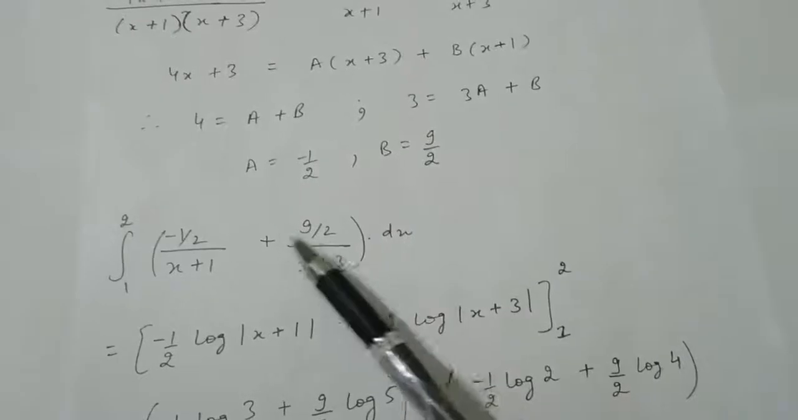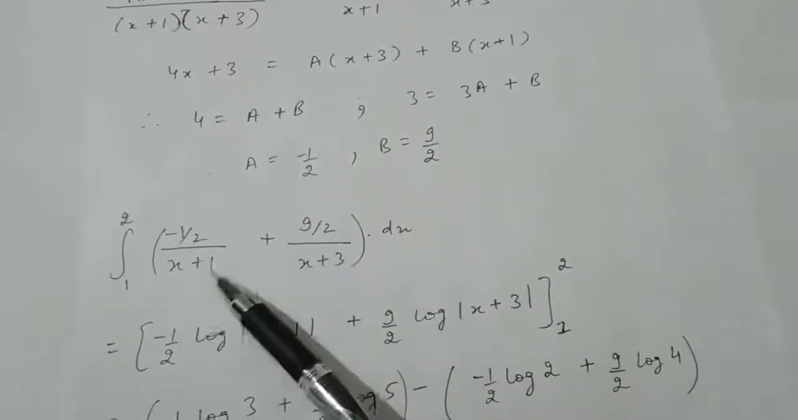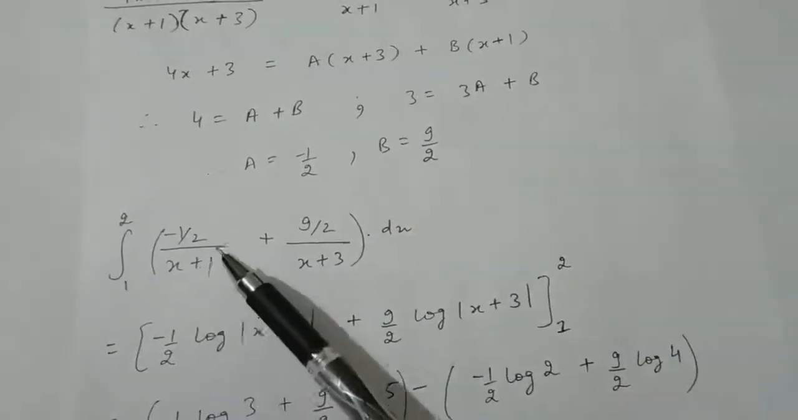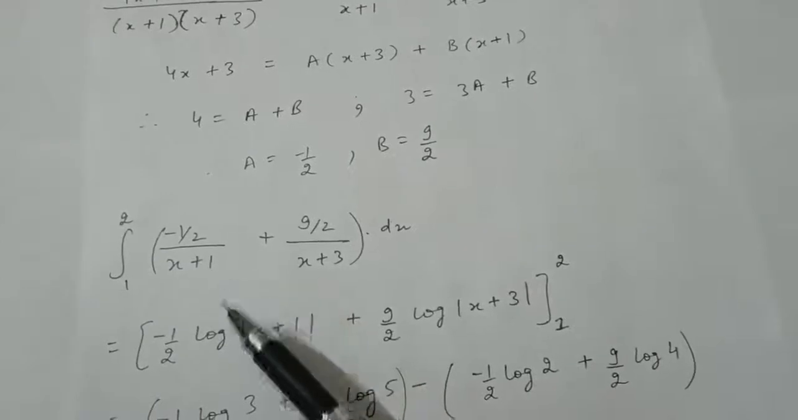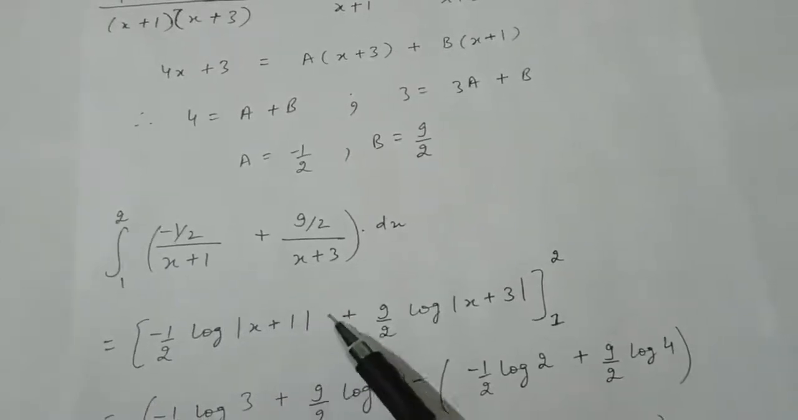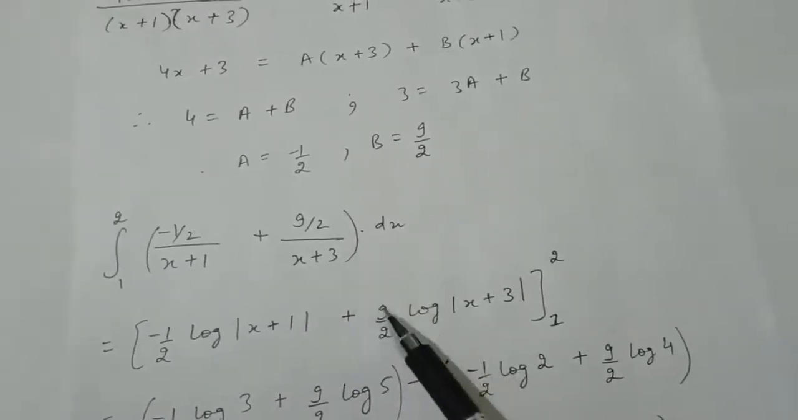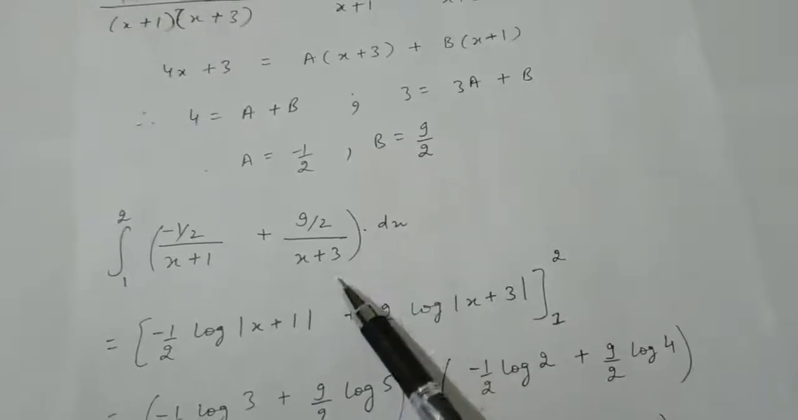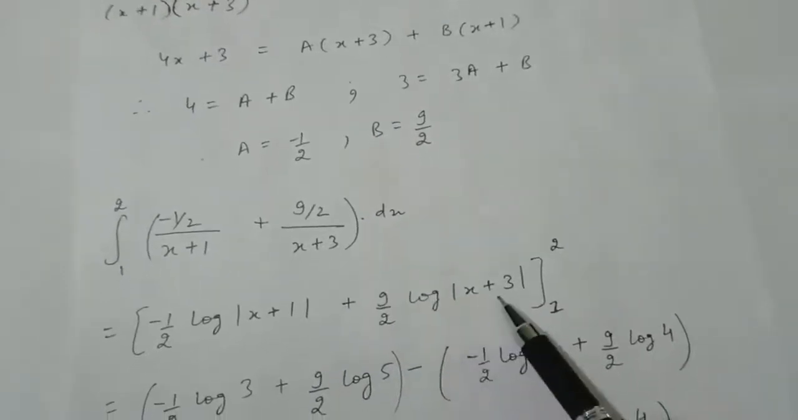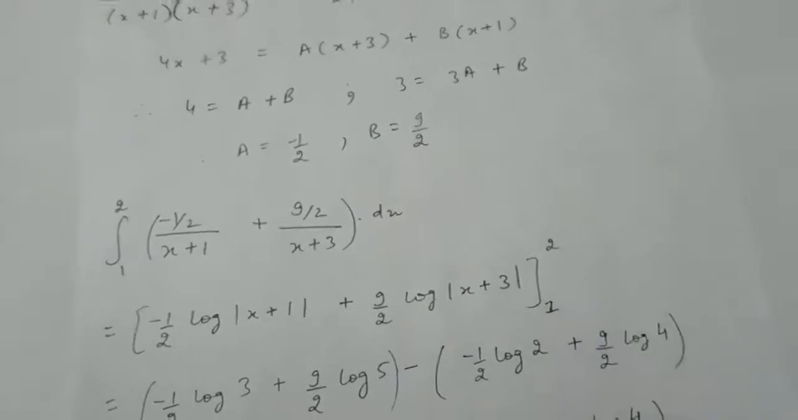right? Now solve the integrals of these two. Minus 1 by 2 as it is, integral of 1 upon x plus 1 is log mod x plus 1, plus 9 by 2 as it is, integral of 1 upon x plus 3 is log mod x plus 3, from the limits 1 to 2.